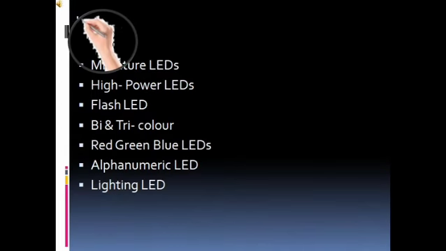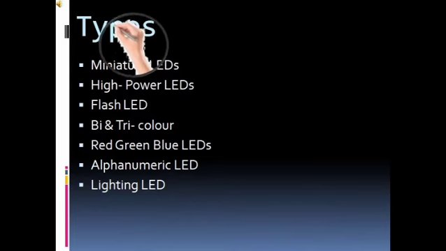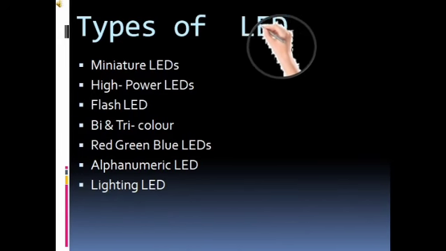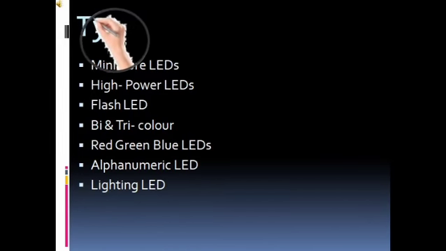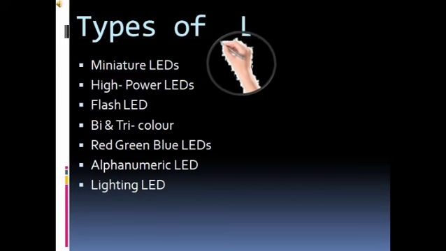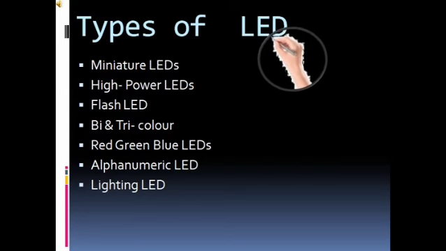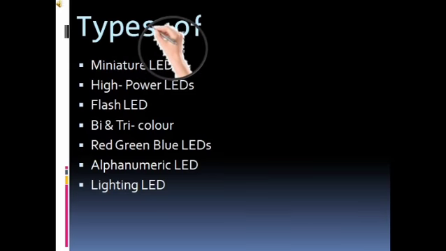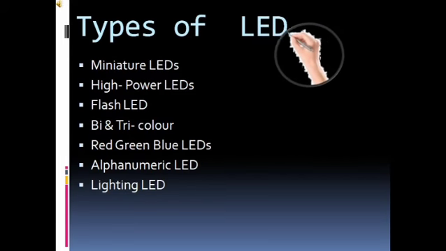Further, we have types of LEDs. First is your miniature LED, then high power LED, flash LED, bi and tricolor, red, green, blue LED, alphanumeric LED and lighting LEDs. So basically we use lighting LED the most overall.